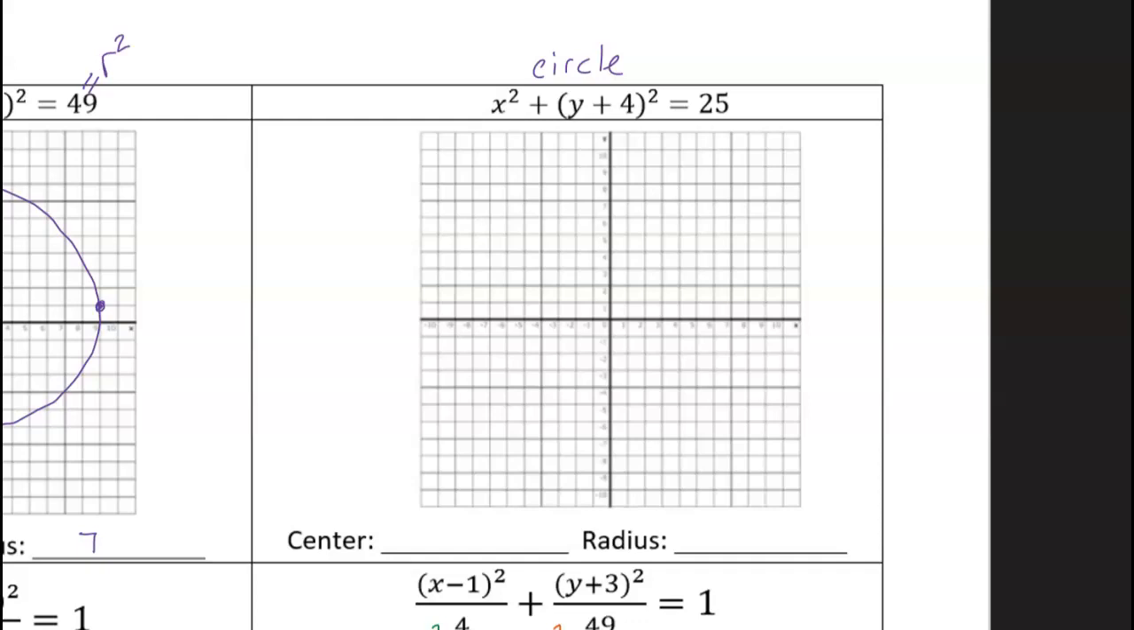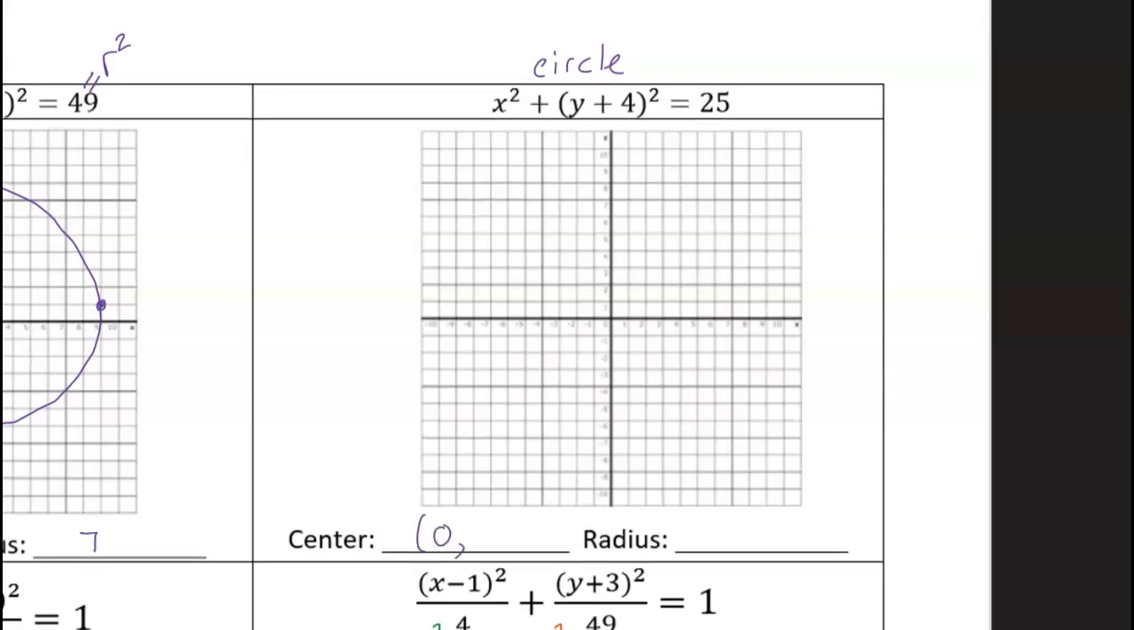Now in the second example, notice that we don't have a number added or subtracted from x. This means that our h value is 0. And our k value is a -4. It's the opposite from what is added or subtracted from y. And our radius is the square root of 25, or 5. So I'm going to graph 0, -4, and I'm going to go 5 in every direction.